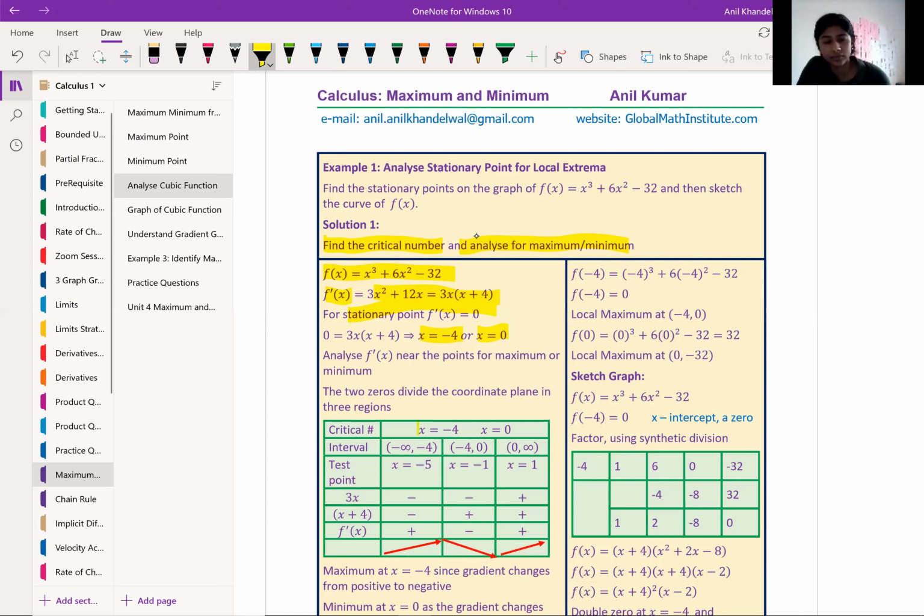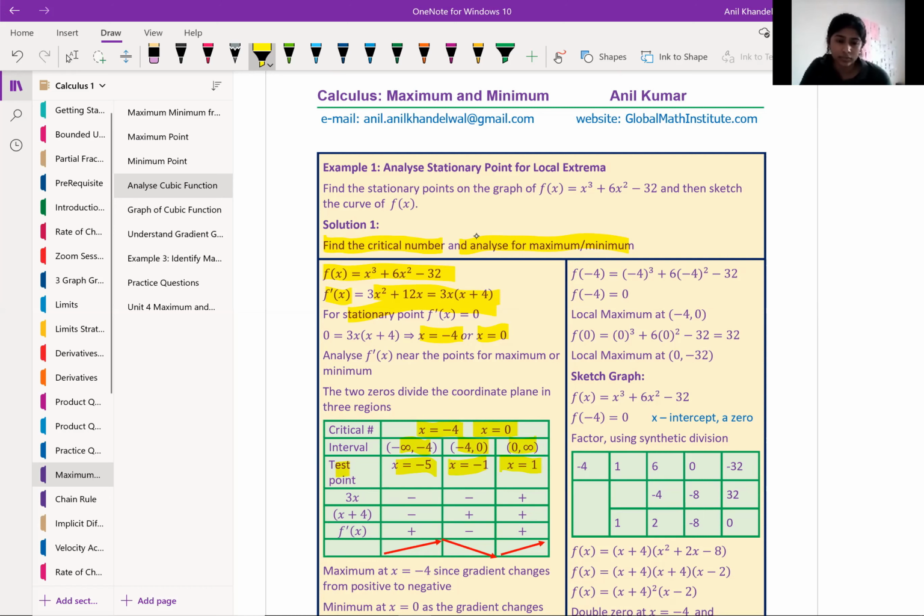So we have two critical points, which are at x equals minus 4 and 0. These two divide our number line into three regions. In each region, I'm going to take a test point. So the first test point is minus 5, which is to the left of minus 4. And then I've taken a test point minus 1, which is in between minus 4 and 0. And on the right side of 0, I've taken x equals 1. So these are my three test points.